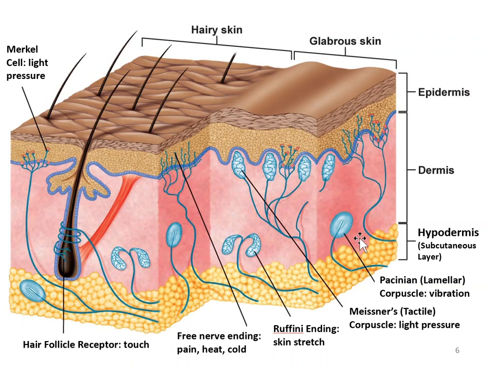Then lastly, we have a Pacinian corpuscle, also known as a lamellar corpuscle. Those look a little bit like a slice of shallot or a slice of an onion. And those dendritic endings are specialized for detecting vibration. They're typically also in the lower ends of the dermis, and in some cases even in the hypodermis, like you see in this corner of the picture.